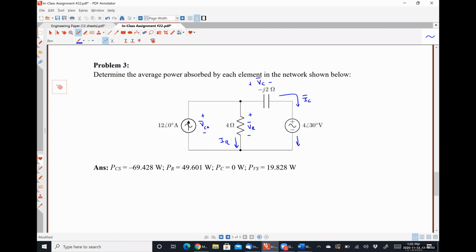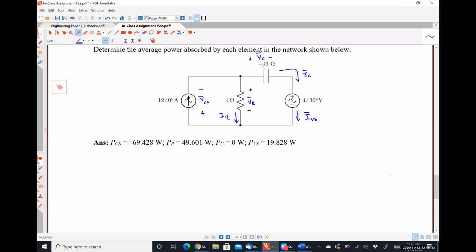And similarly, let's see, we want power absorbed. Okay. So actually, if we want power absorbed, the current should be flowing into the positive polarity terminal. So that means VCS and VR are the same thing, but opposite polarities. And this is going to be our current through our voltage source, which is going to be exactly equal to IC. So how I would go about doing this, I think would be superposition. That's how I would look at this, and I think that would be the easiest route.